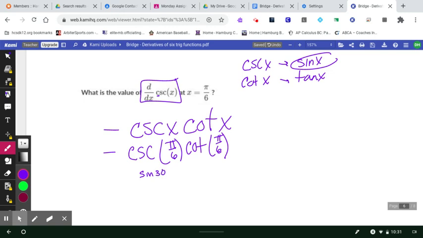So go back to your trig values. The sine of 30, or you should know it, is 1/2. And because I really want cosecant, I flip that upside down. So I'm going to get 2 here. And I have that negative out front.